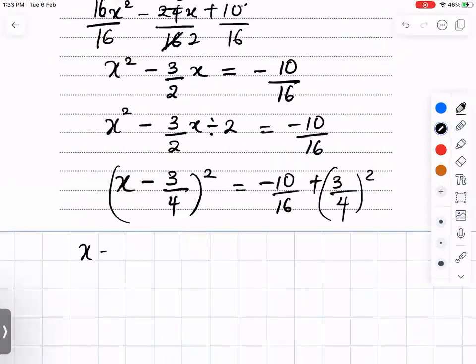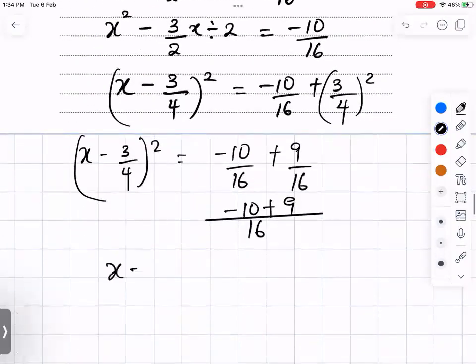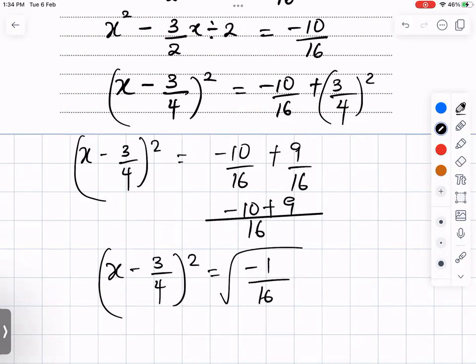So this gives (x minus 3 over 4) squared equals minus 10 over 16 plus 9 over 16. Looking for the LCM of this gives 16. I have minus 10 plus what? 9. So we have (x minus 3 over 4) squared is equal to minus 1 over 16. If I have to look for the square root of this, I have 1 over 4. So this gave me (x minus 3 over 4) squared as 1 over 4.